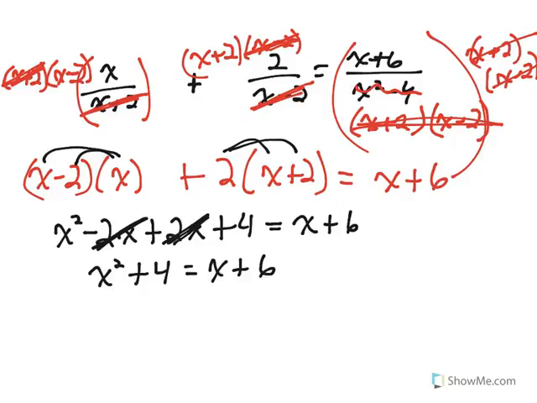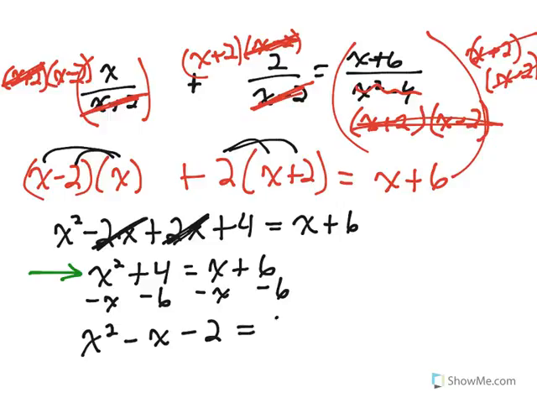Since we have a quadratic equation, and I know this because we have a square variable, we need to get all terms on one side of the equal sign and 0 on the other. So I'm going to subtract x from both sides, and I'm going to subtract the 6 from both sides. And that gives me x squared minus x minus 2 equals 0.